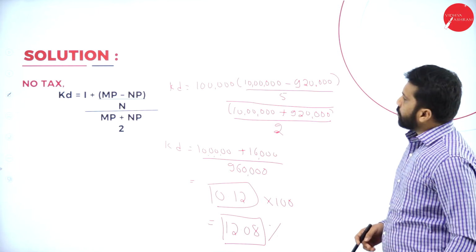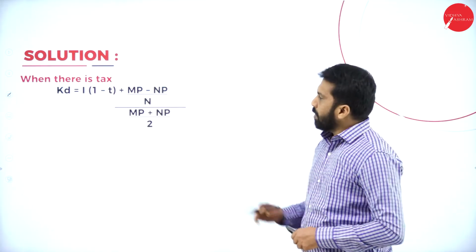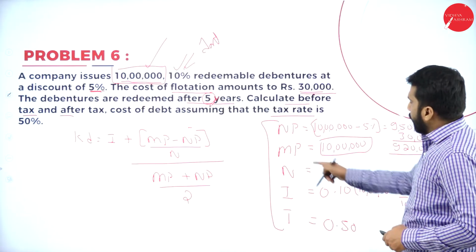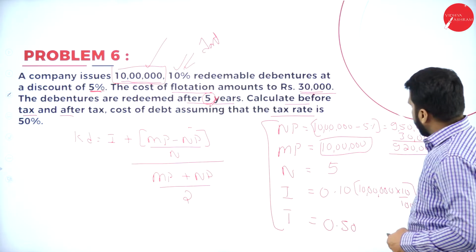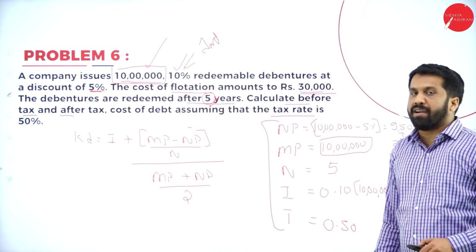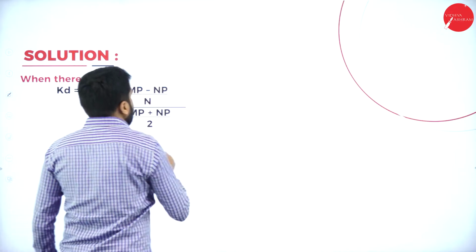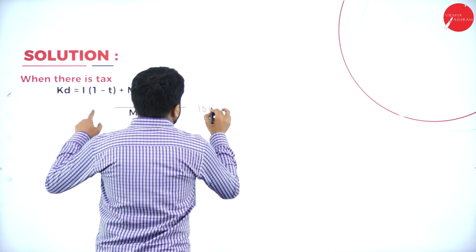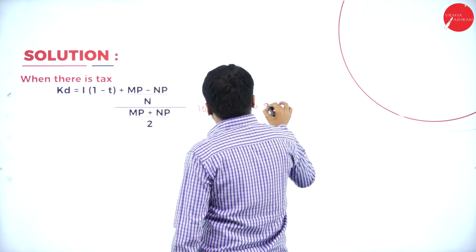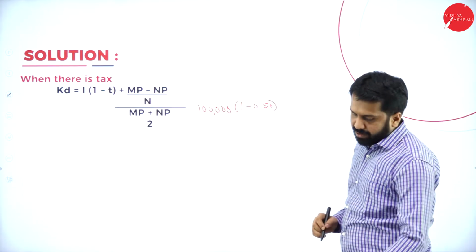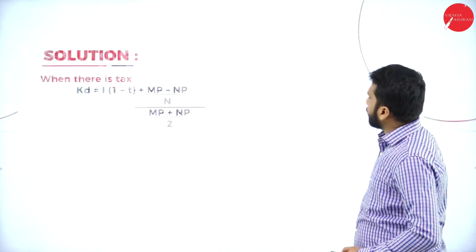Now, I'll go back to your with tax calculation. This is your with tax calculation. Now, you know all the answers, like your MP is 10 lakh, NP is 9,20,000, number of years is 5, interest 1 lakh and taxation is 0.50. Now, in this, I stands for what? I is 1 lakh. So 1 minus tax, 1 minus 0.50. Let me check whether the tax rate is 50%. Yes, tax rate is 50%.